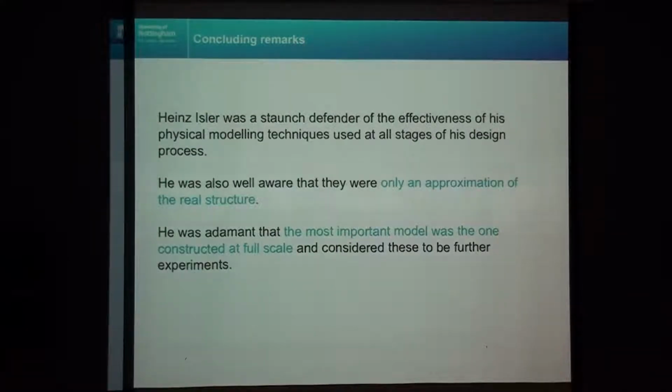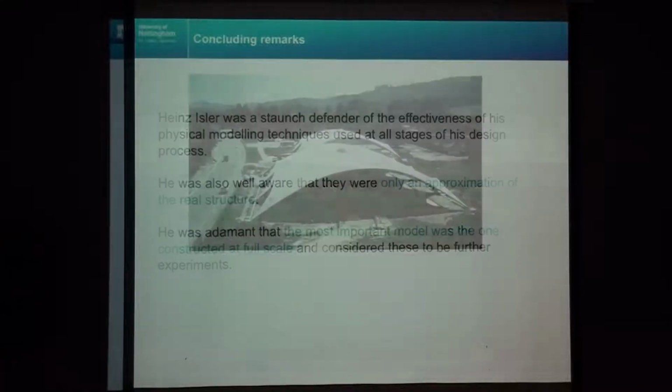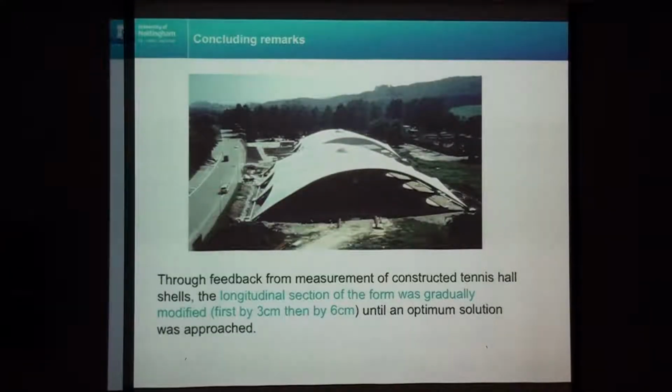And for many of his shells, he monitored the deflections of the shells. He realized that if you are going to monitor a structure, perhaps the cheapest way to do that, you can't have strain gauges all over your massive shell. The easiest way to do that is to measure the deflections and compare those with expected deflections. And if you get large deflections, your shell shape is not very good. So he considered those to be further experiments.